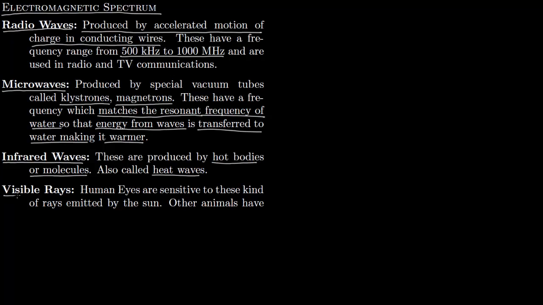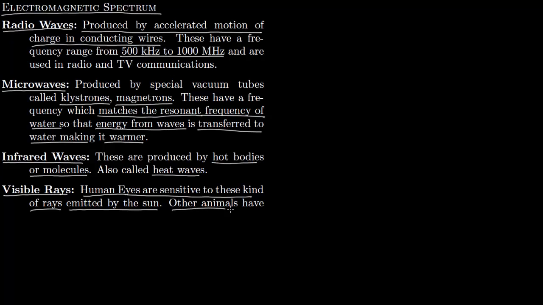Now we talk about visible rays. Now human eyes can see because they are sensitive to visible rays. These rays are emitted by the sun. So again I will say human eyes are sensitive to these kind of rays, and visible rays are emitted by the sun. So visible rays are a small part of rays which are emitted by the sun, but human eye helps us to see things. So for example, when you're seeing this lecture, you are seeing this in the visible ray format.